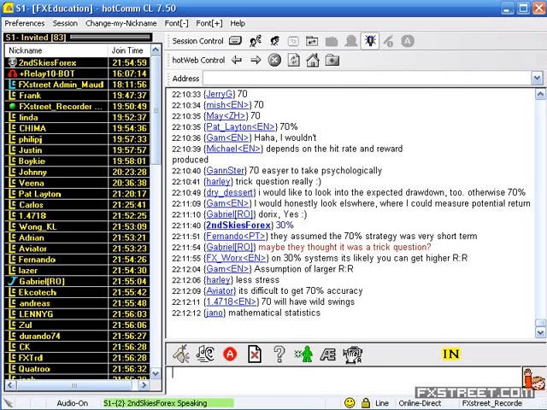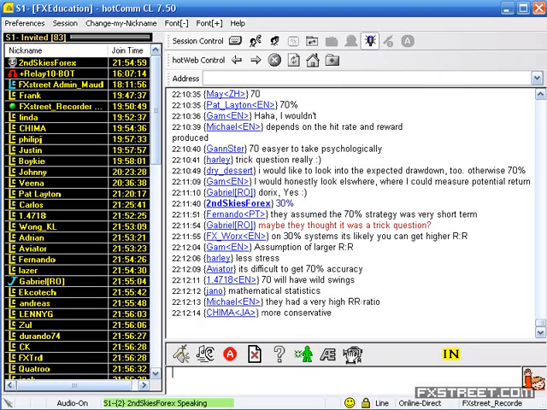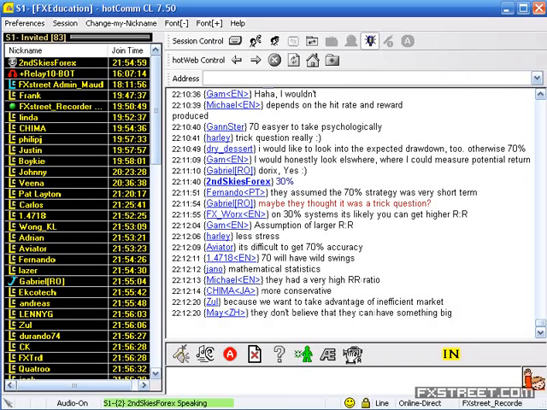Let's see here. Gam says assumption of larger RR, less stress. Okay, some of you are hitting close to the target, but you're not hitting the target per se. But here are the people that are close. FX Work says on 30% systems, it's likely you can get higher R to R. Assumption of larger R to R, less stress.